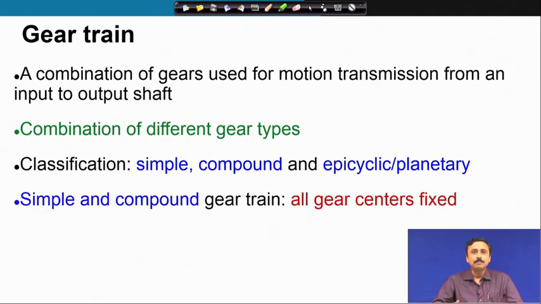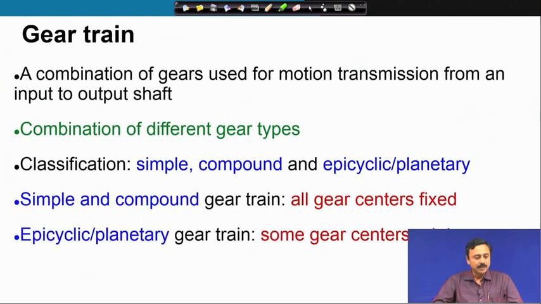In a simple and compound gear train, all the centers of rotation of the gears are fixed. We are going to look at examples and understand this. While in an epicyclic gear train, some gears will have their centers moving, rotating.